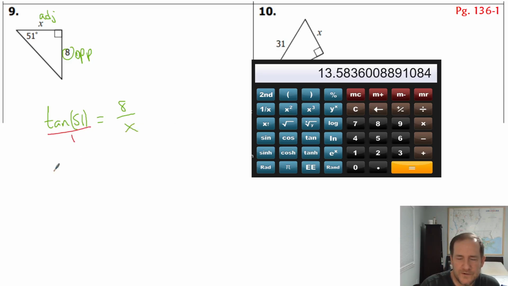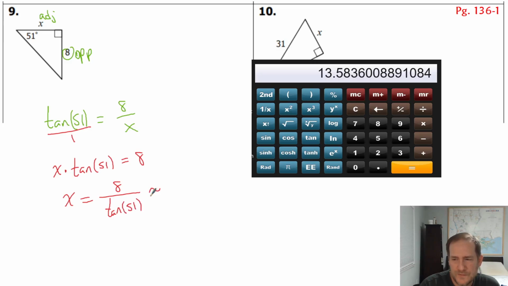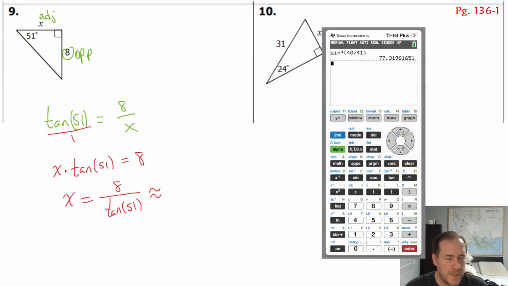Put this over 1 and cross multiply. You get x times tangent of 51, and it equals 8. So you divide. You get x equals 8 over the tangent of 51. And we'll solve this one the easy way by just typing the whole thing into the other calculator. I can literally just type it in exactly how I see it. I can go 8 divided by tangent 51. And that's it. Hit enter, and I'm getting 6.48.